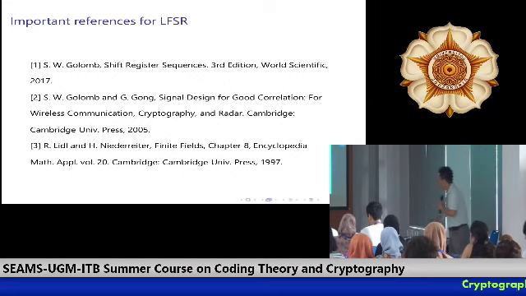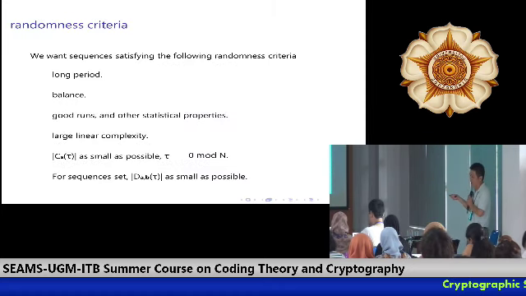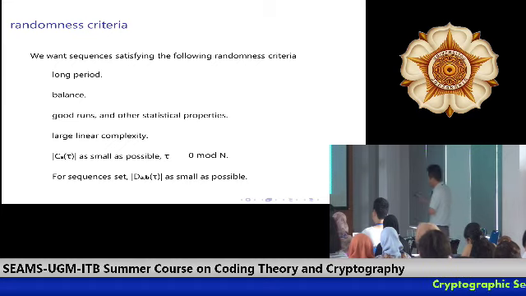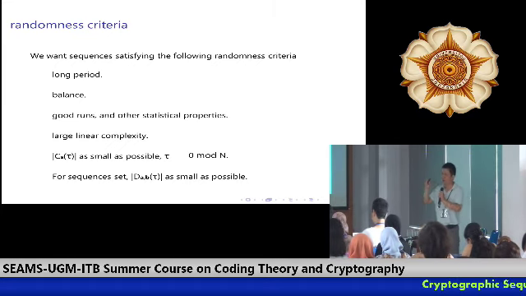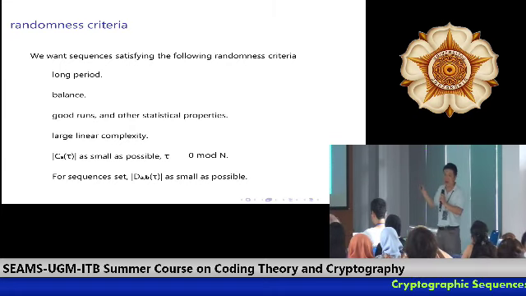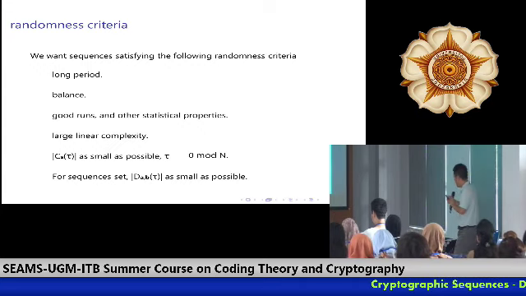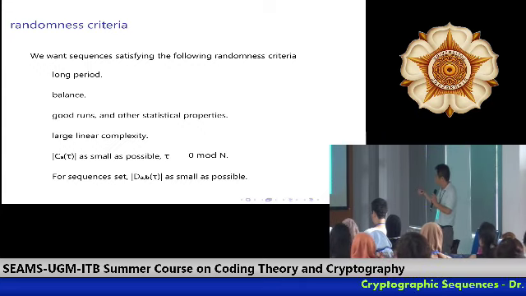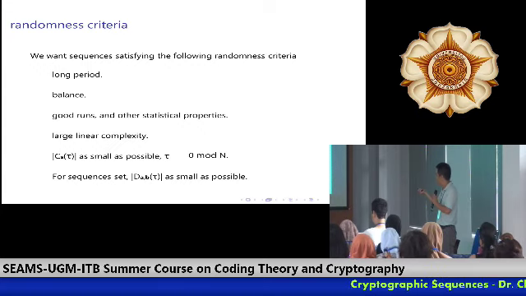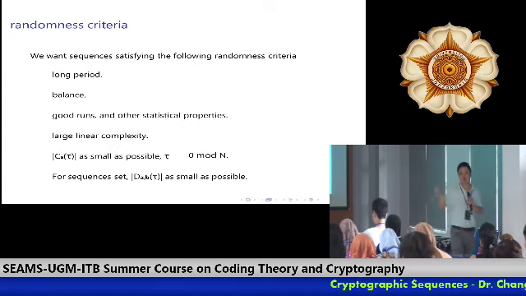Now, this means that when we judge whether a sequence is good or bad, we obey these rules. If a sequence satisfies such conditions, we call it a good sequence. Otherwise, it's a bad sequence.